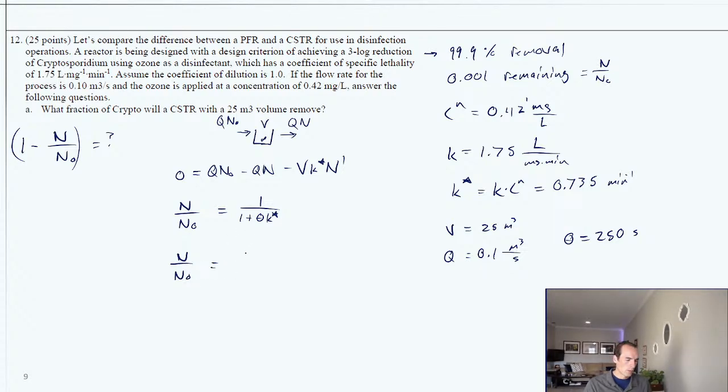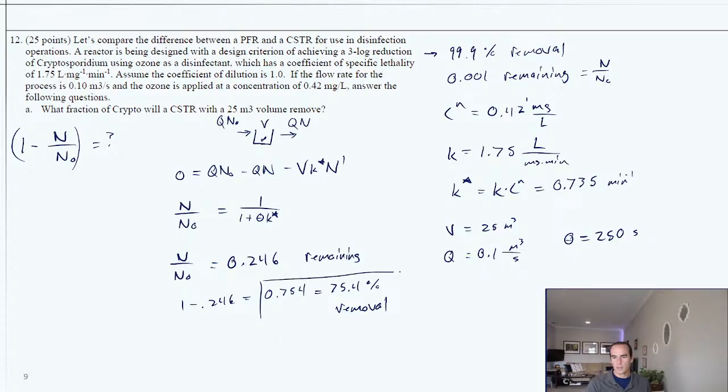That would be 0.246. That's the fraction remaining. So if you left your answer there, you were not quite finished. So 1 minus 0.246 gives us 0.754, or 75.4% removal. That would be the correct answer.